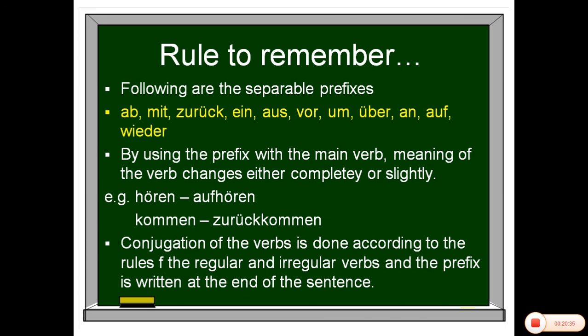So these are the basic rules to remember about trennbare Verben, separable verbs, and the conjugation of the verb is done according to the rules of the regular and irregular verbs. So the second part of the verb, for example here we have hören or kommen, you need to know whether this verb is an irregular one or a regular one. Okay, and then you need to conjugate it. So this was it for the revision of the verbs.